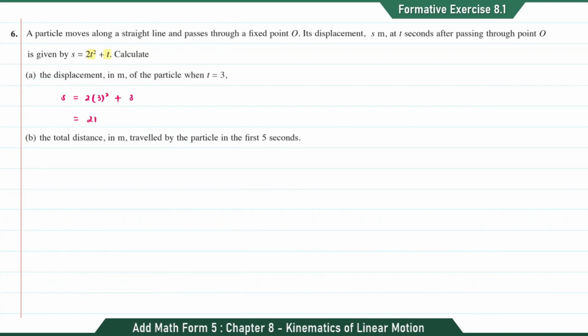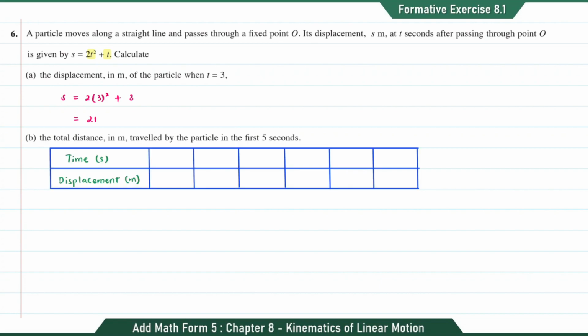Question B. Calculate the total distance in meter traveled by the particle in the first 5 seconds. So here we can determine the total distance by either using the number line or the displacement function graph. So for this question, I'm going to use the number line. But before that, we're going to determine the displacement of the particle for each second starting from 0 until 5 seconds. Then substitute the times into the displacement function. Then the answer will be 0, 3, 10, 21, 36, and 55.